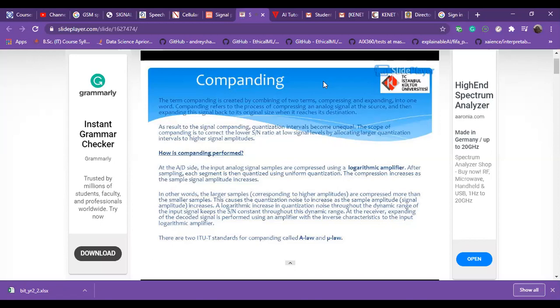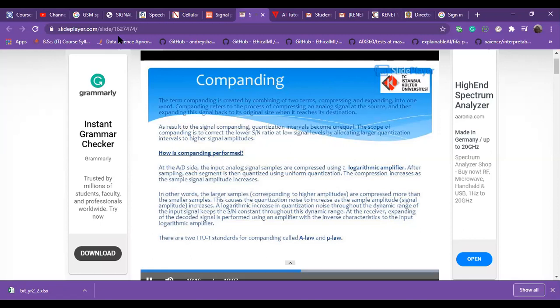As a result of the signal companding, quantization intervals become unequal. The scope of companding is to correct the lower SNR at low signal levels by allocating larger quantization intervals to higher signal amplitudes.